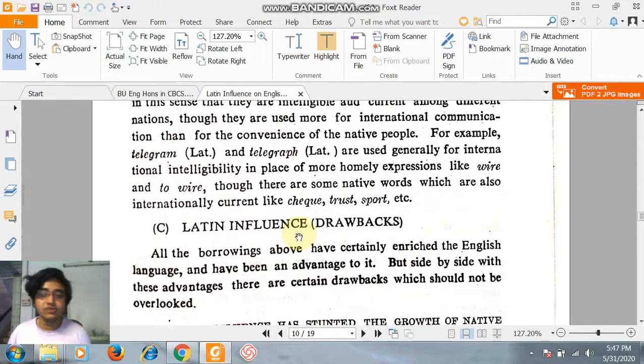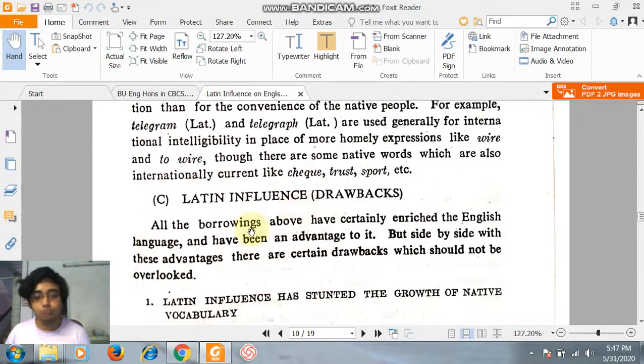Though there are some native words which are also internationally current, like check, trust, sport, etc.